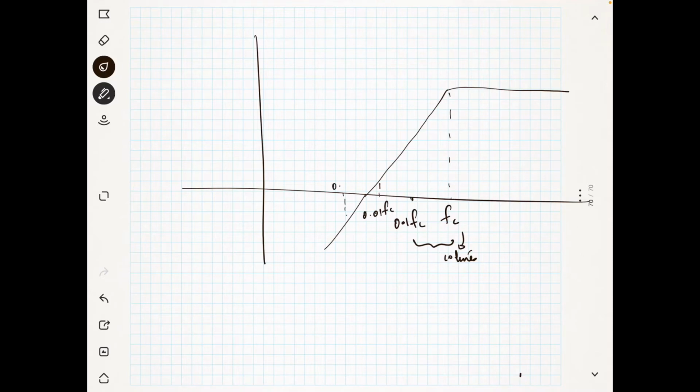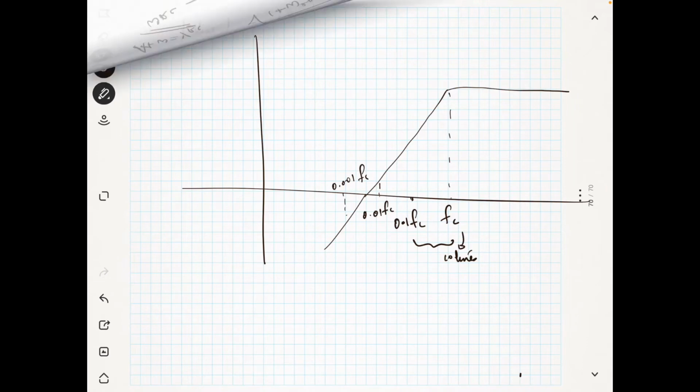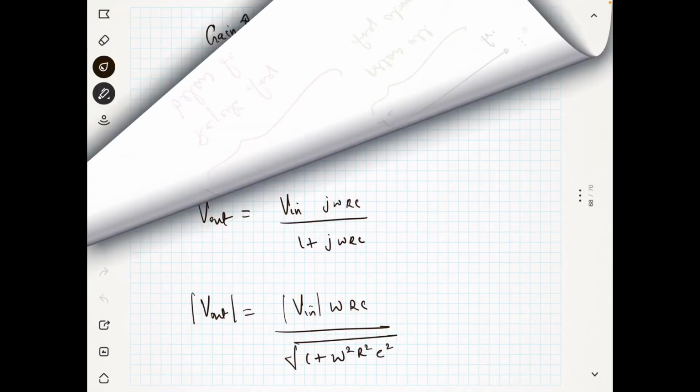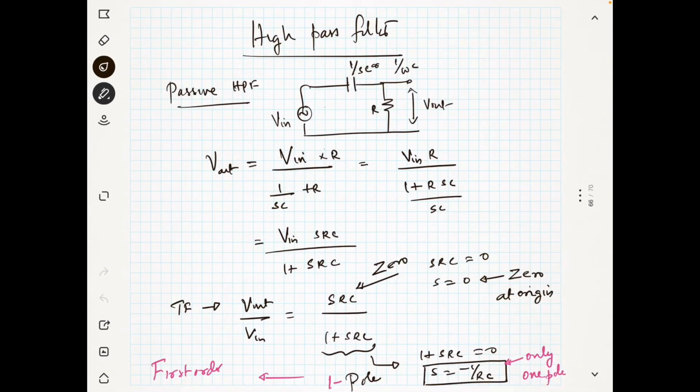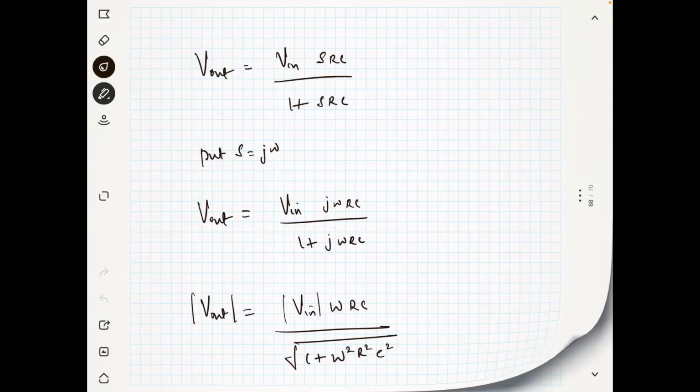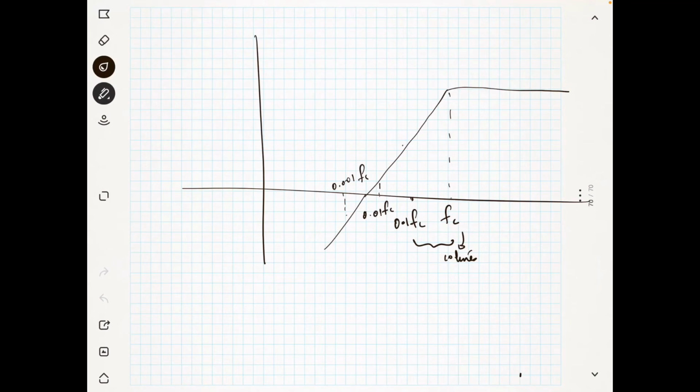And this is 0.001 Fc. So all these are 10 times apart. And if this is a one pole filter, as we considered here, a one pole high pass filter, then the slope of this line, as discussed, was minus 20 before, but here you see it is increasing in the positive direction. In the previous case it was decreasing, but now it is increasing. So the slope is plus 20 dB per decade.